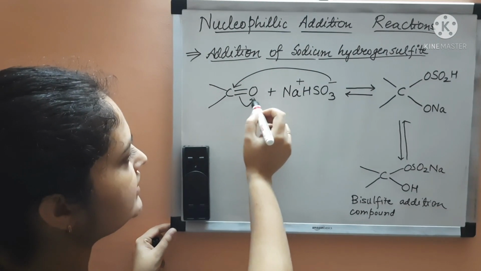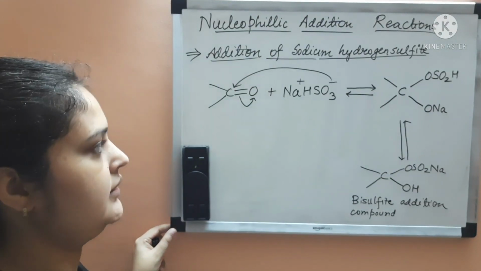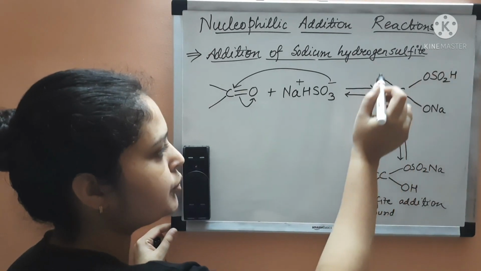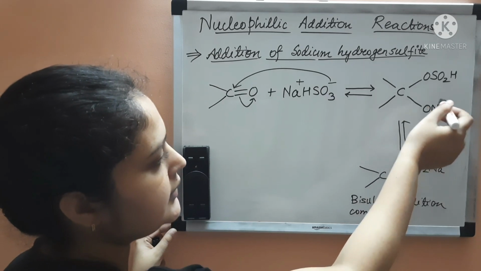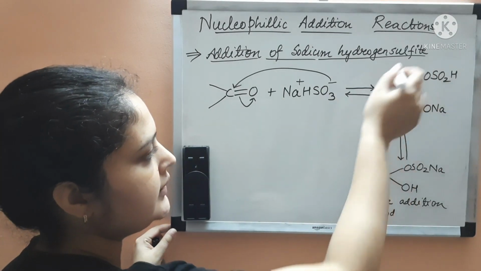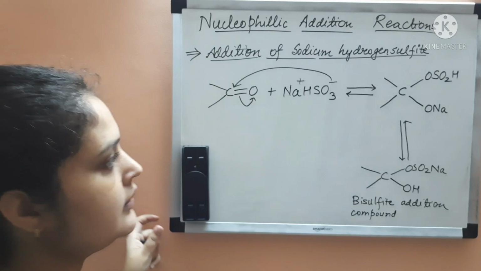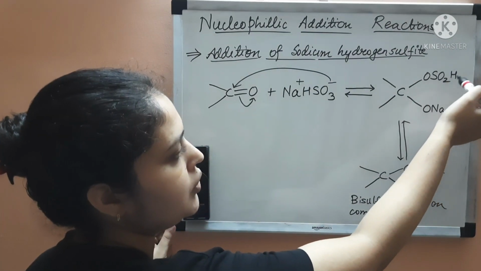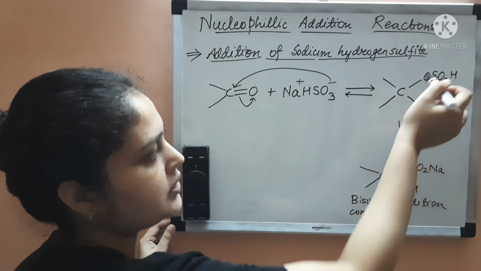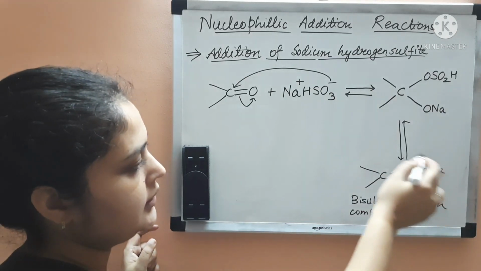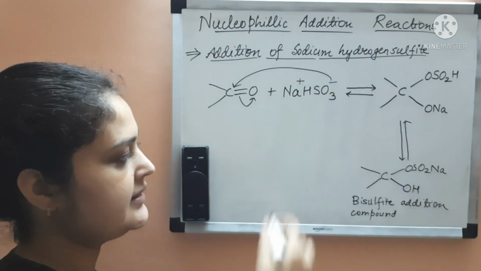Now when oxygen is having the negative charge, sodium will get attached to the oxygen atom, and you will get this type of product. Here the SO3H is attached to the carbonyl carbon and the sodium is attached to the oxygen. Now what will happen? Proton shift will take place. This proton will shift towards this oxygen atom and this sodium will shift towards the SO3, and you will get the final product as this one. This is known as the bisulfite addition product.